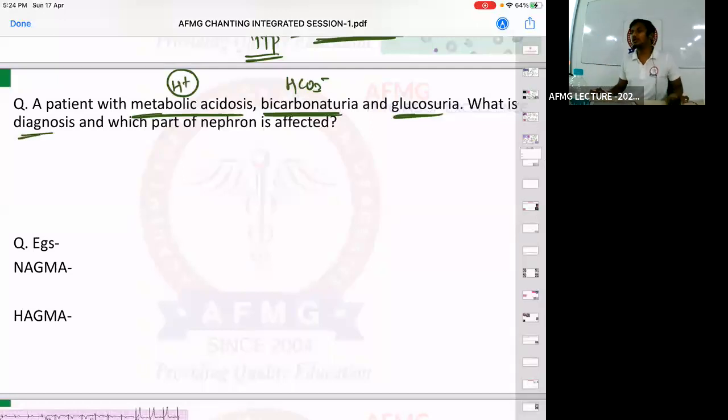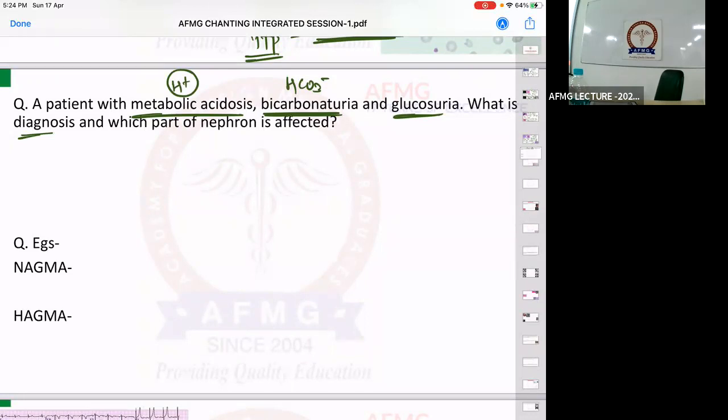Right. So as we know, maximum sodium absorption occurs from the PCT, maximum bicarbonate absorption occurs from the PCT, maximum glucose absorption occurs from the PCT, and again maximum amino acid absorption. So in this patient, as the PCT is damaged, the patient will have features of bicarbonaturia, aminoaciduria, glucosuria, all of these features.